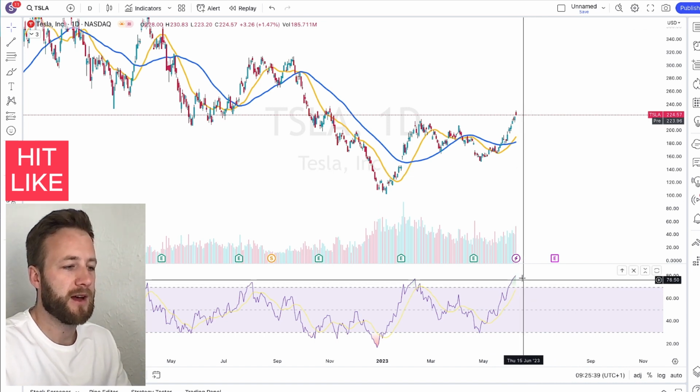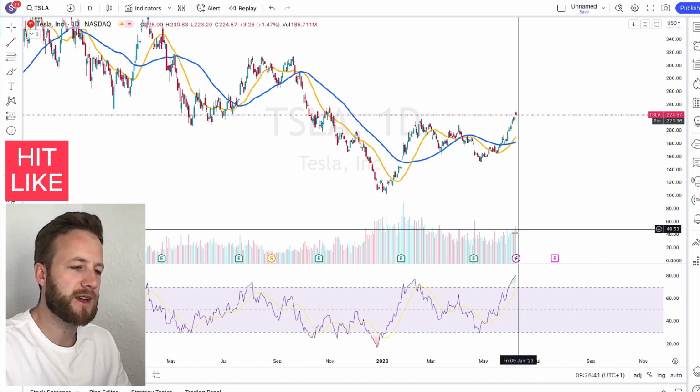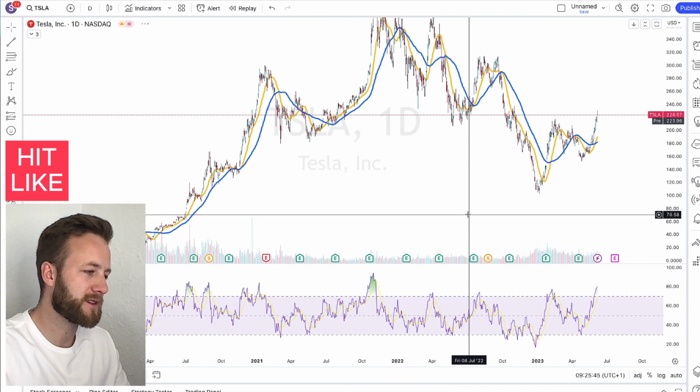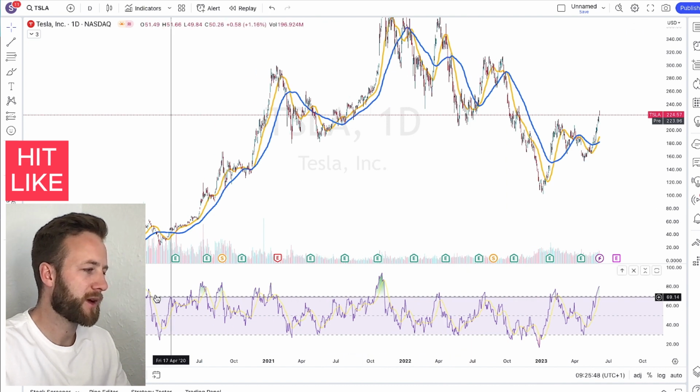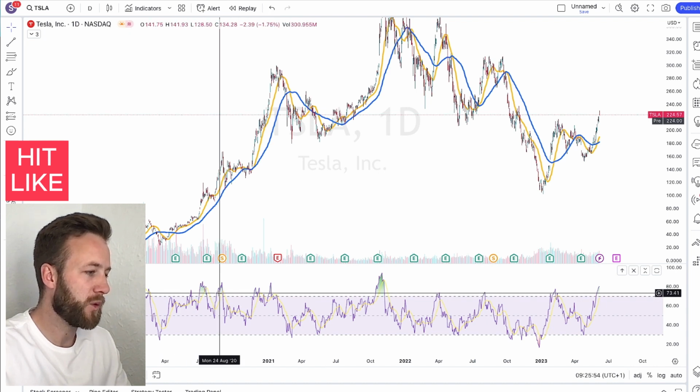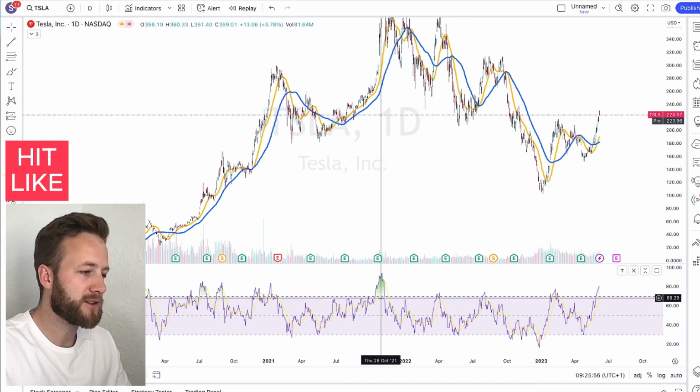But generally I find that quite tricky because it can stay above that mark for quite some time. If we zoom out, we can see this particular stock has stayed above that area for quite some time before. So you could actually put that into your notes.